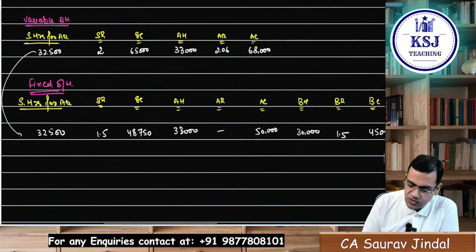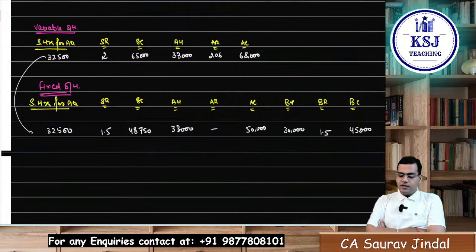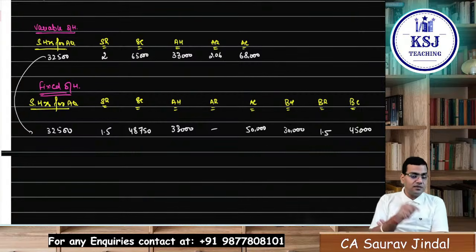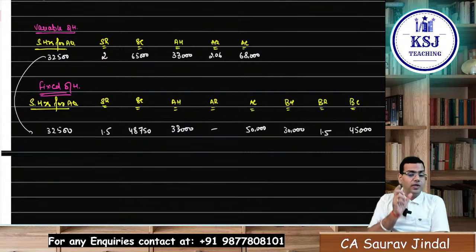Clear? This is the fixed overhead variance table. Any doubts in this? Just be careful whenever there is a fixed overhead as well as a variable overhead. Now there you have to be very careful while taking the figures, right? Sometimes the confusion is there. In the table of fixed overhead we take variable overhead, in the table of variable overhead we take fixed overhead. So that kind of confusion we need to avoid. We need to be very careful while attempting these kinds of questions.